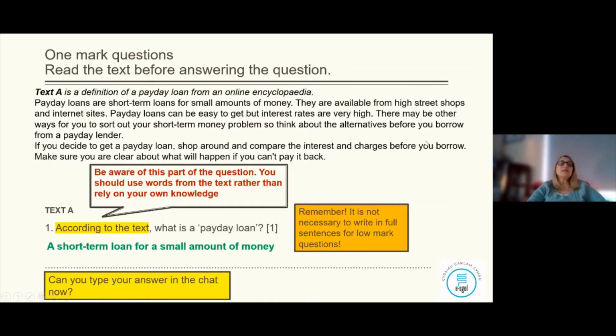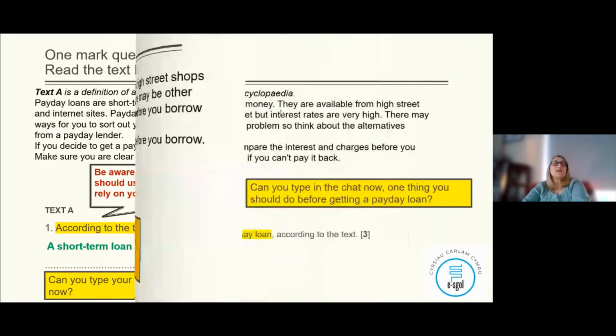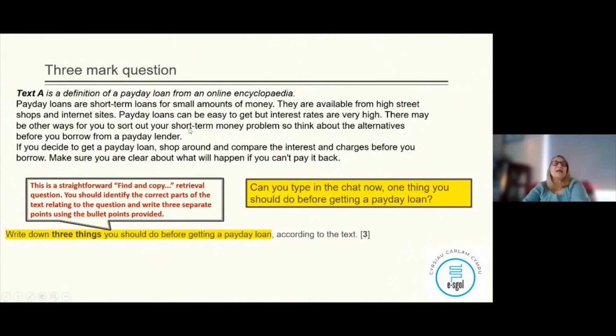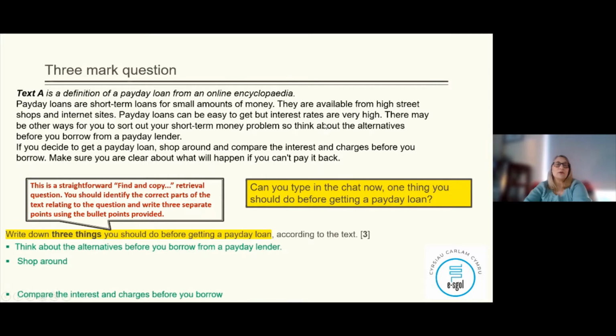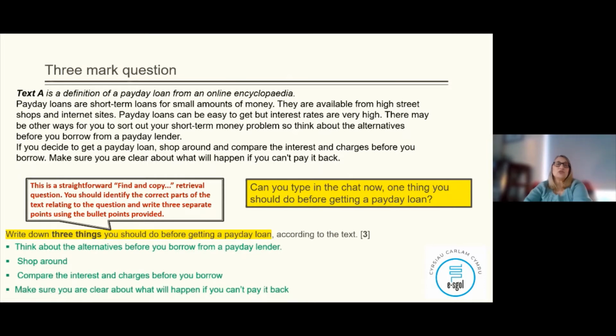So in normal circumstances, for this question here, I would have highlighted the 3 things that I was going to write down. So I would highlight, think about the alternatives before you borrow, shop around, compare the interest and charges, make sure you're clear. So I would highlight all of those things on that paper. Yes, that is a really good point, Miss. You should always have a highlighter available.